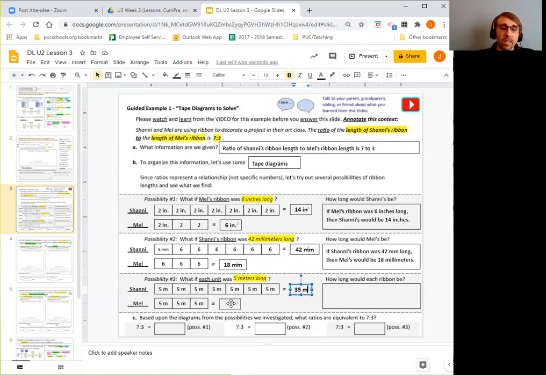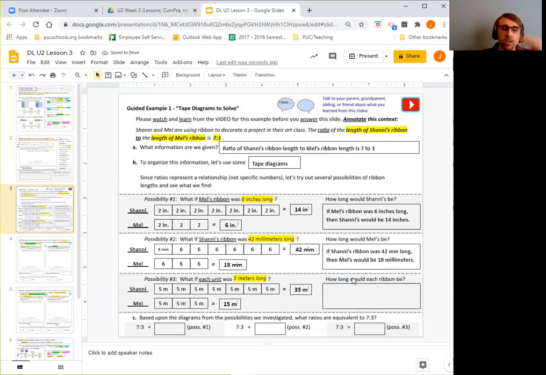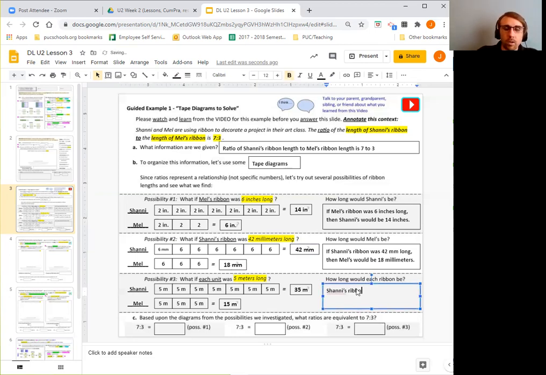That's huge. That's like 105, actually over 105, more like 110 feet. And then Mel's would be 15 meters. And then the question is not how much would one of them be, but how long would each of them be? So Shani's ribbon would be 35 meters. Notice I'm switching back to the word, not the abbreviation that I used, because I'm using a sentence now. So I don't want to put the M anymore. I want to put the full word. And Mel's ribbon would be 15 meters.